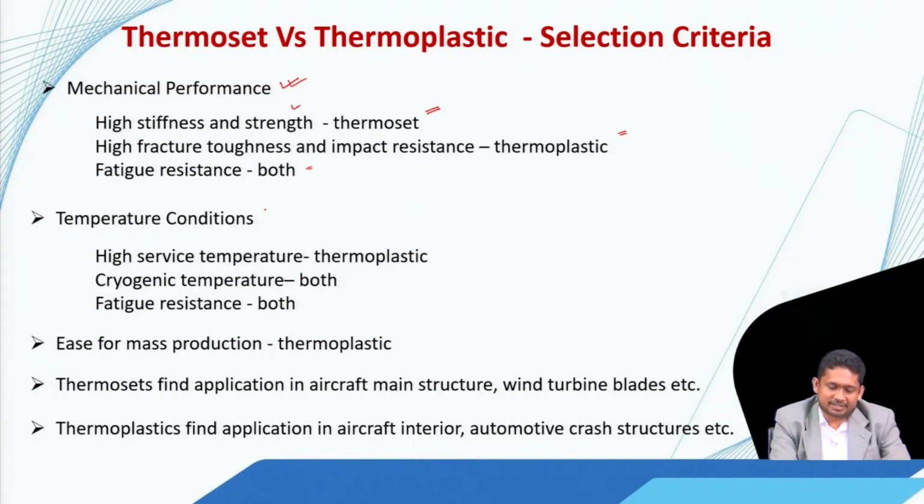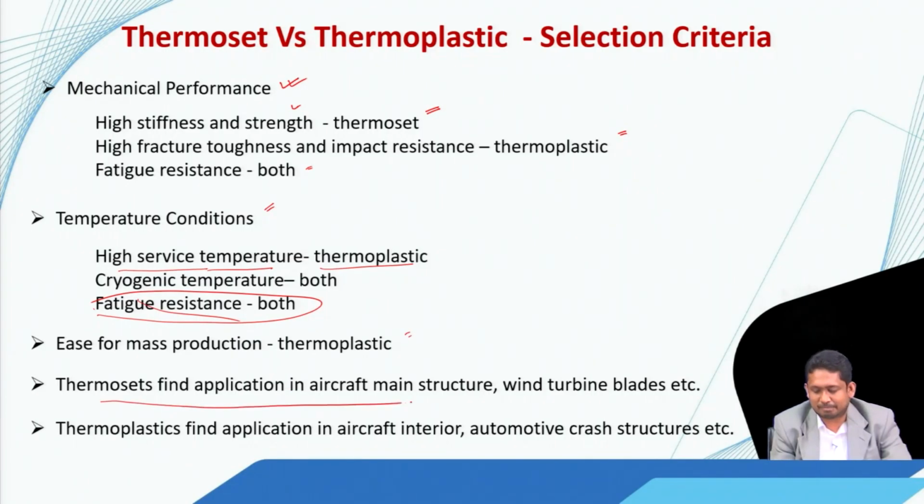As far as temperature condition is concerned, for high service temperatures, thermoplastic. In the cryogenic temperature, both are good. And fatigue we have already discussed; it's not needed here. If I need to produce in bulk quantity, thermoplastic is better. So thermosets find application in aircraft main structures, wind turbine blades, and so on. On the other hand, thermoplastics find application in aircraft interior, automotive crash structures, etc.